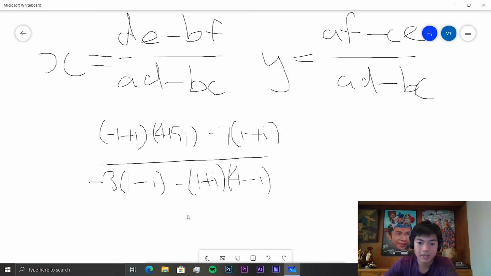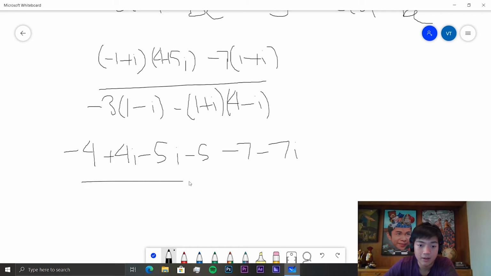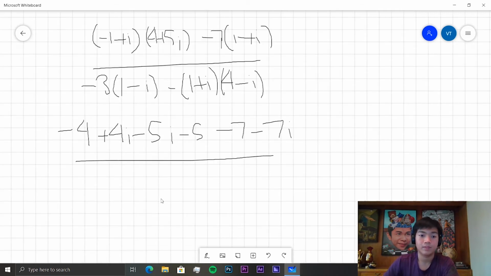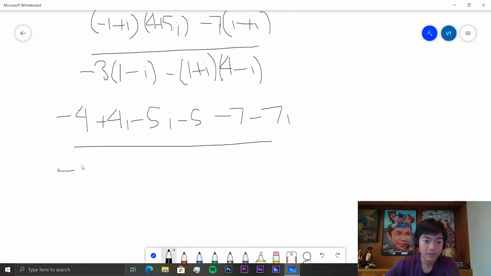So if we multiply all this out, we will get negative 4 plus 4i minus 5i minus 5 minus 7 minus 7i, all over, and then this would be negative 3 plus 3i minus 4 minus 4i plus i plus 1.